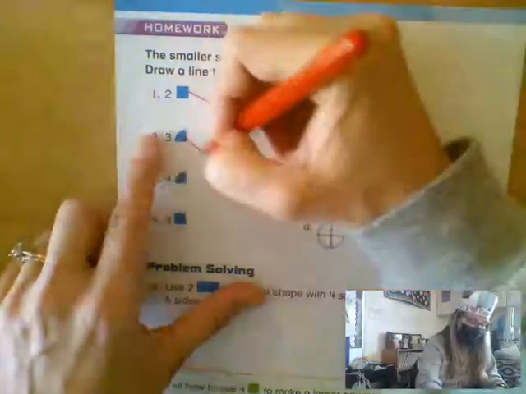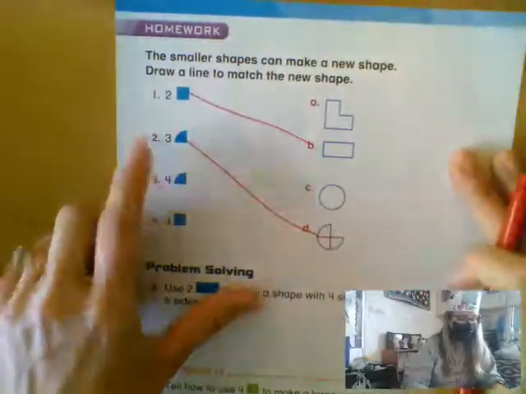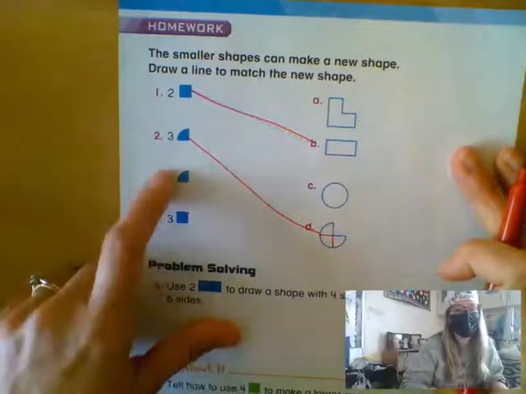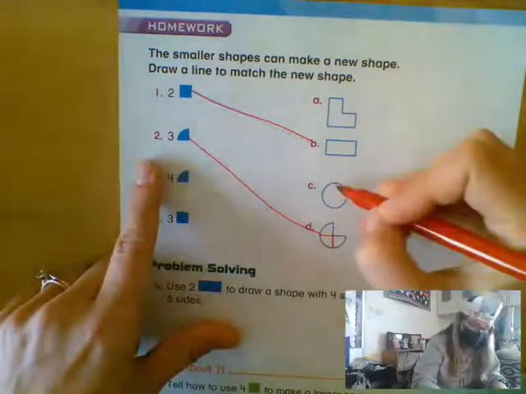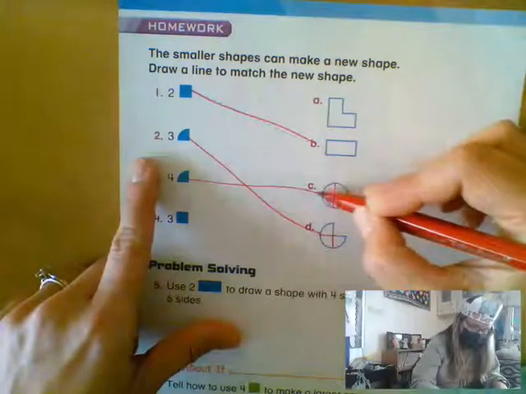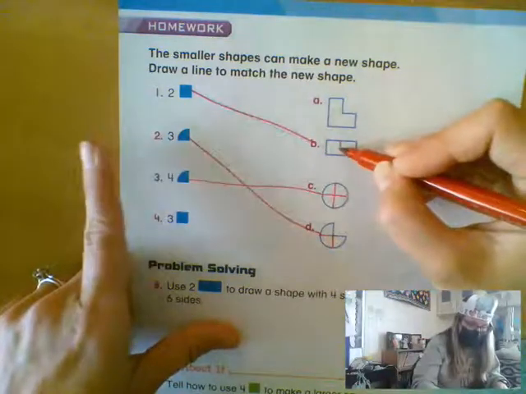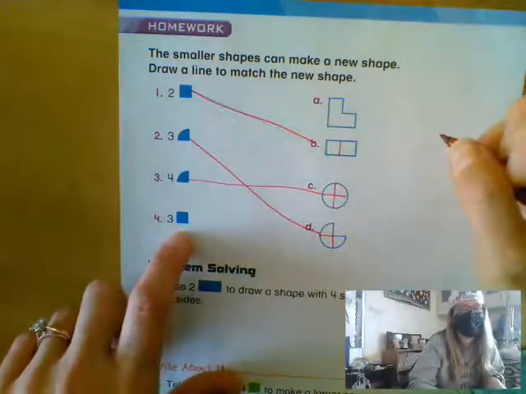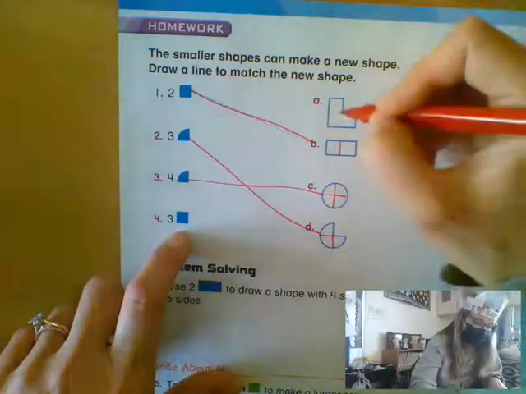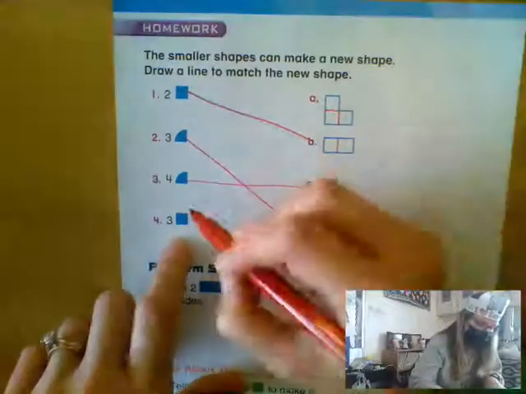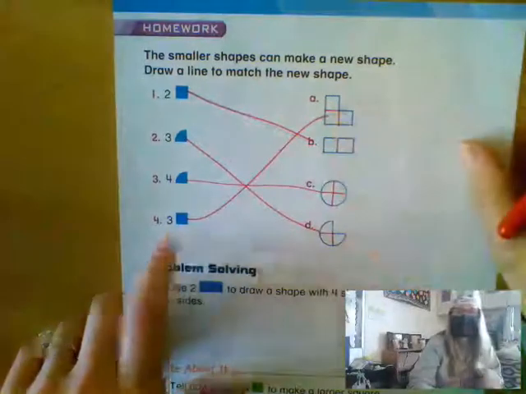So let's connect. If I had 4 of these, Drew, which shape could I make? Circle. A circle. You got it. Bing, bong, boom. And if I had 3 of these, which one would I make? Mateo? The top one. Yeah, see? 1, 2, 3. Good job. I'm good at this. Yeah.